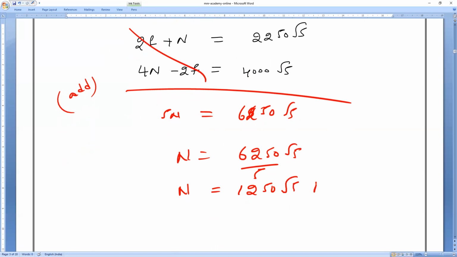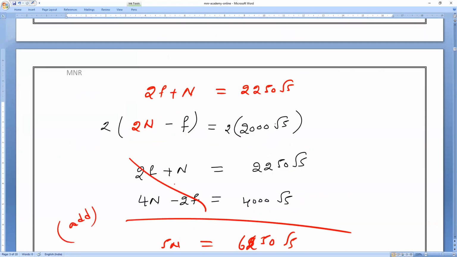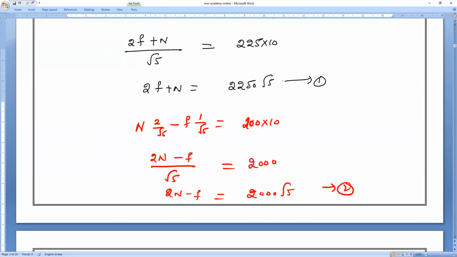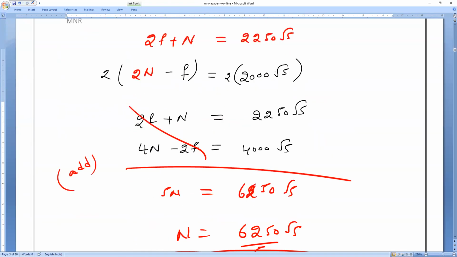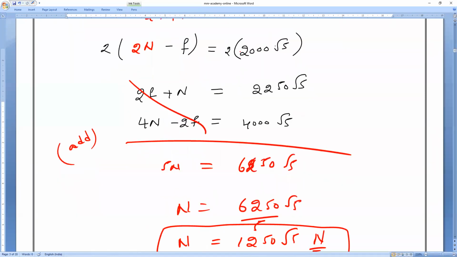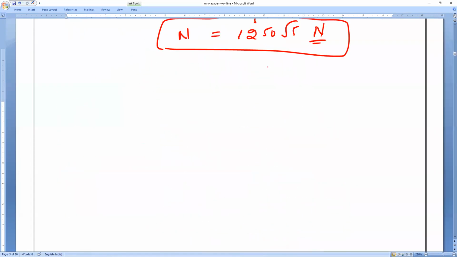1250 root 5 newtons. So we want to substitute in any one equation. Let me take the first equation or second equation. Which one do you want? Let me go with the second equation, it is better. So 2f plus n is equal to 2250.